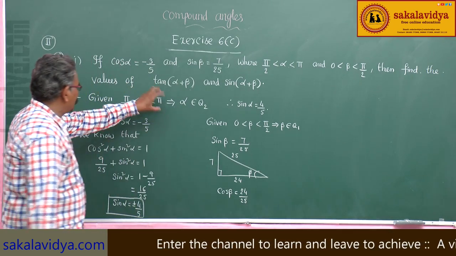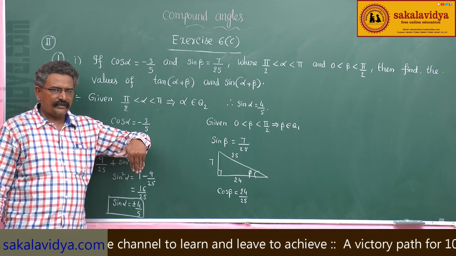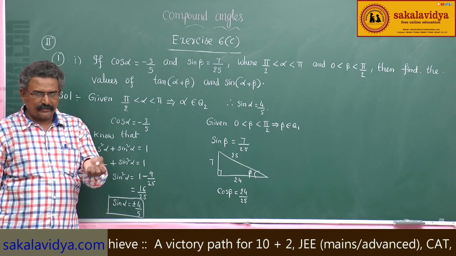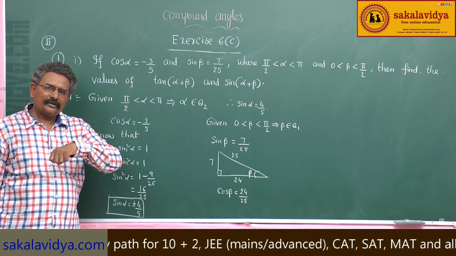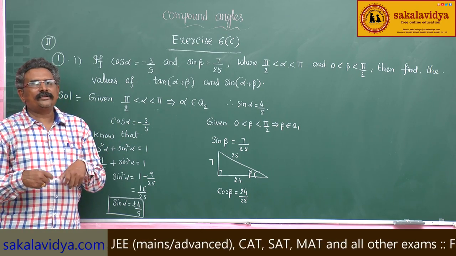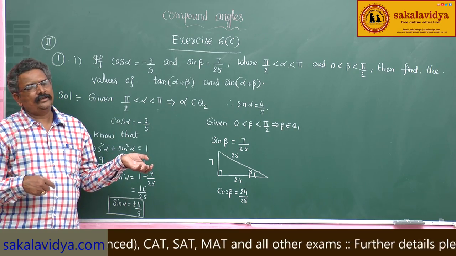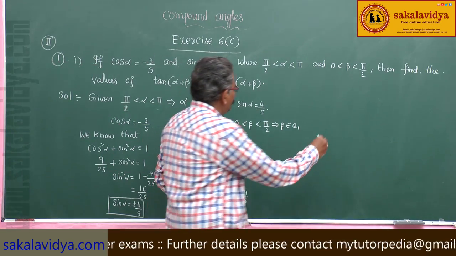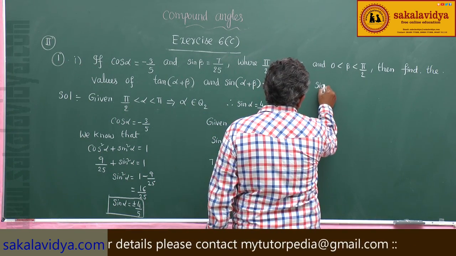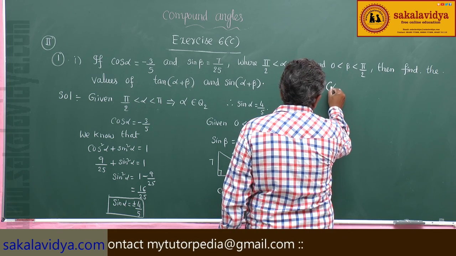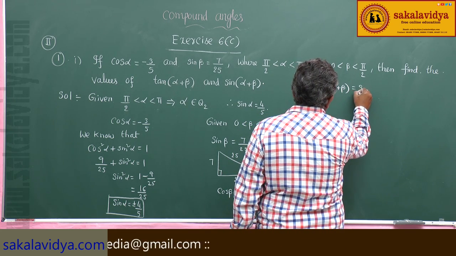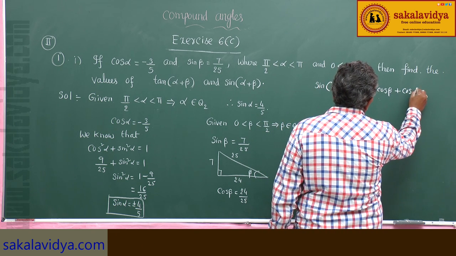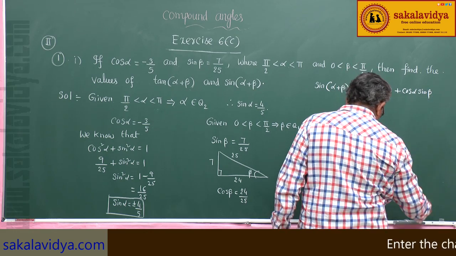Now, though we are asked to find out tan alpha plus beta, it is better to first find out sin of alpha plus beta and find cos alpha plus beta. Then sin alpha plus beta by cos alpha plus beta gives us tan alpha plus beta. Otherwise you can use the tan alpha plus beta formula directly also. So, first let us find out sin of alpha plus beta. So, sin of alpha plus beta equals sin alpha cos beta plus cos alpha sin beta. We are familiar with the formula.